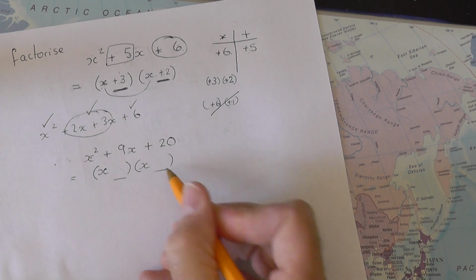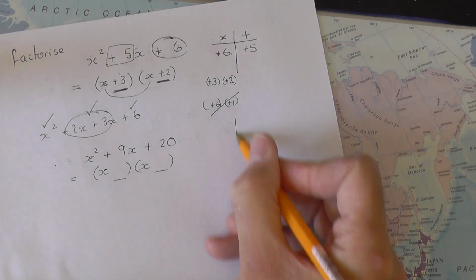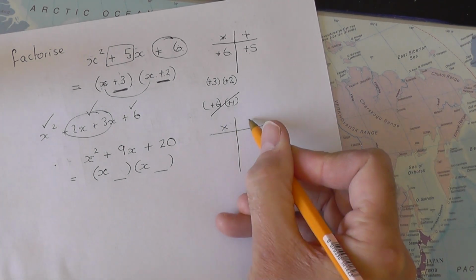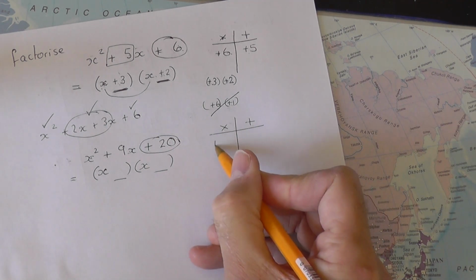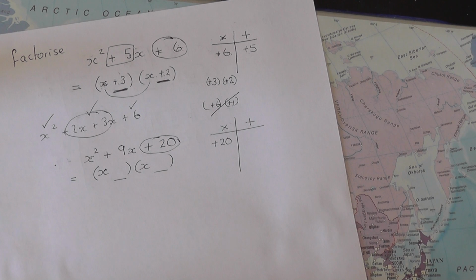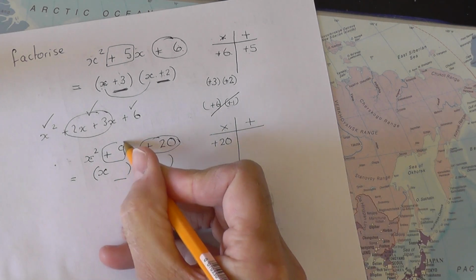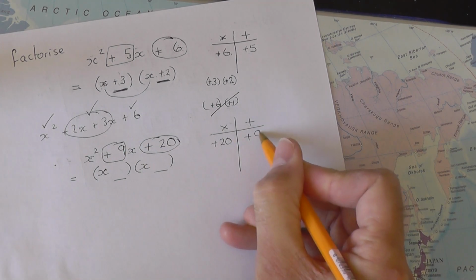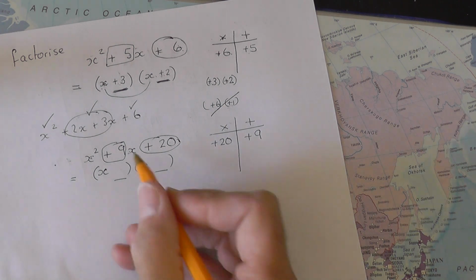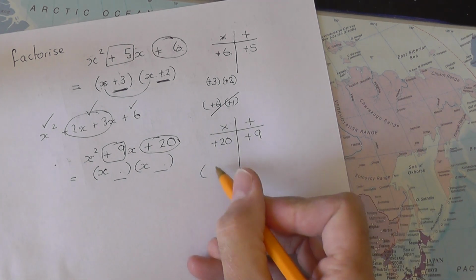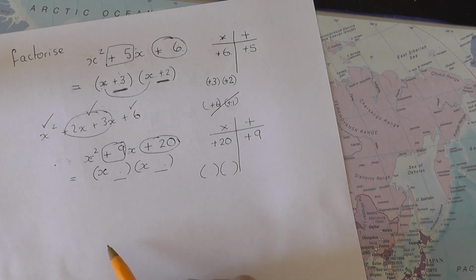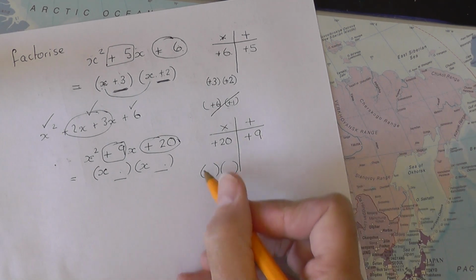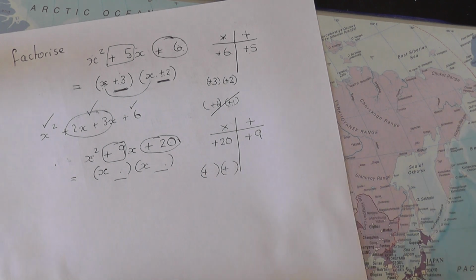To find the two numbers, you create a table. Times and plus as the two headings. Plus 20 on the end means you put plus 20 underneath the times. Plus 9 in front of the x means you put plus 9 underneath the plus sign. I'm looking for two numbers, put them in brackets. They multiply to give plus 20. They add up to give plus 9. They must both be pluses.